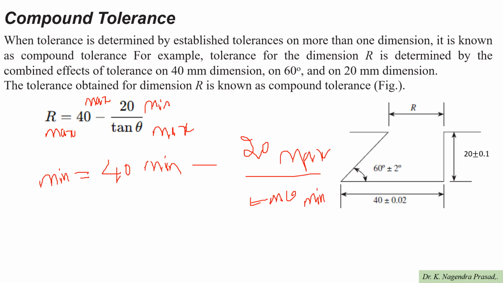So this is what we are calling the compound tolerances. So tolerance we are obtaining for the dimension R, we are calling as the compound tolerance. So this is the limits and tolerances, and thank you.